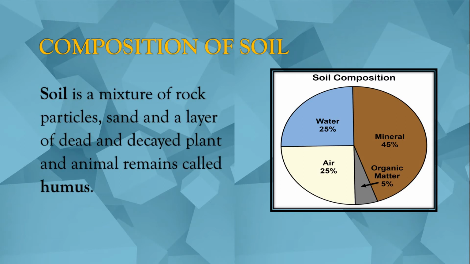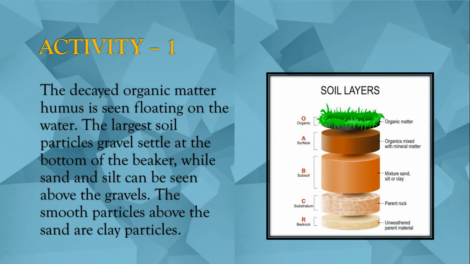Composition of soil. Soil is a loose material which lies on the uppermost layer of the earth's crust. It is a mixture of rock particles, sand, and a layer of dead and decayed plant and animal remains called humus. You can see the different constituents of the soil through the following activity.